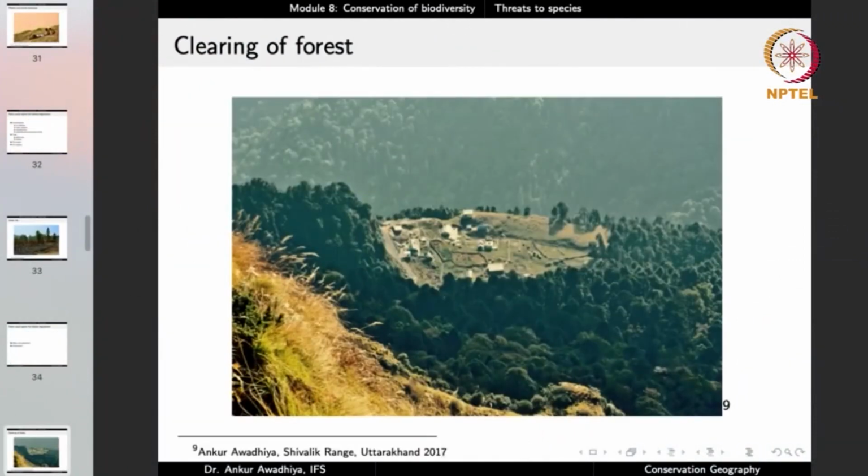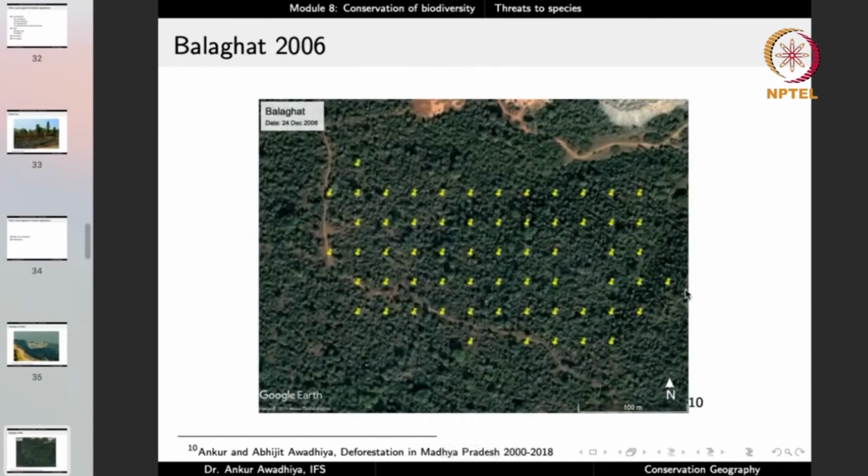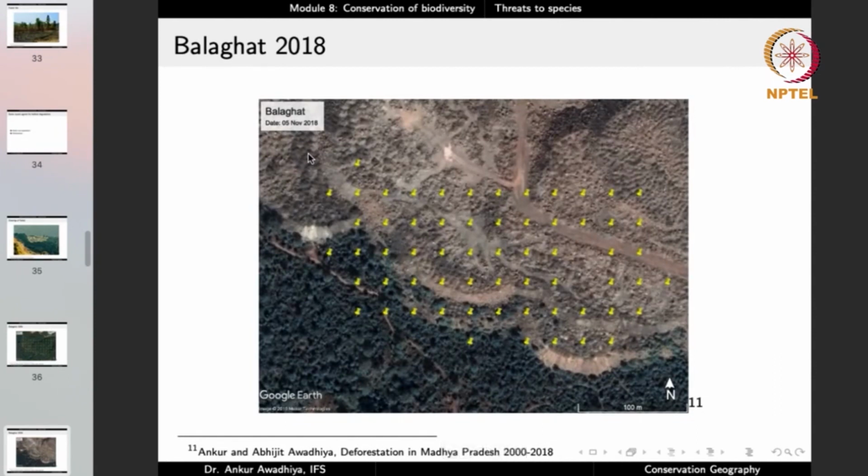Deforestation. When the forests are cleared, earlier we had all of these forests, so there was a large habitat. Now this portion has been cleared, so the habitat has reduced in its quality. And we are finding deforestation in a large number of areas for a number of reasons. This is an example from Balaghat district in Madhya Pradesh. This is the satellite imagery from 2006. This is the satellite imagery from 2018.